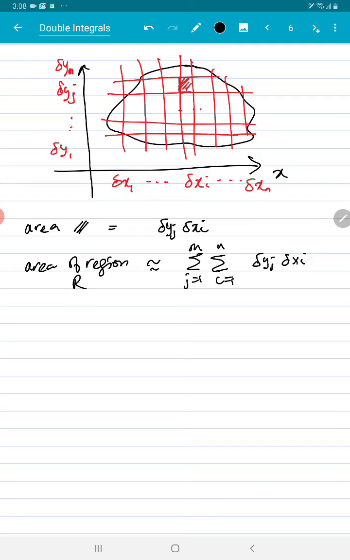So to make things more accurate, what we're going to do is make delta xi, the width, very, very small, close to 0. And also delta yj here, very, very small, close to 0. Then it will be more accurate. So if we do that, area of R is going to be equal to, so we're going to take the limit.